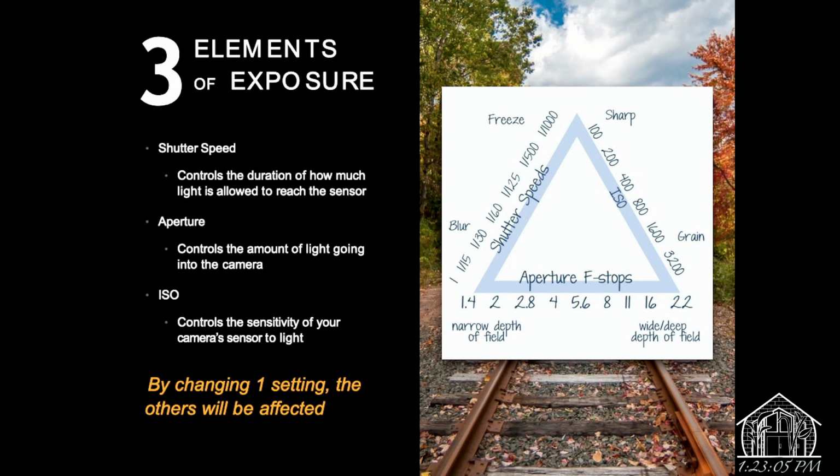That's fine. Okay, so like I said, the 3 elements of exposure are shutter speed, aperture, and ISO. Shutter speed controls the duration of how much light it's allowed to reach the sensor. The aperture controls the amount of light going into the camera, and the ISO controls the sensitivity of your camera sensor to light, basically. Do I really understand, más o menos? Okay. All right, so we're going to see a quick video.